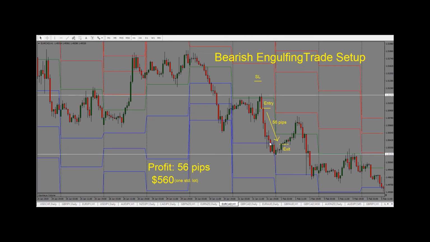As price goes lower here, we stay in the trade, and then we see that price starts to pull back and we get a bullish close on the candle here. So that's a good place for us to exit the trade. From entry to exit here, we get 56 pips in our trade. So our profit is 56 pips or $560 if trading one standard lot.